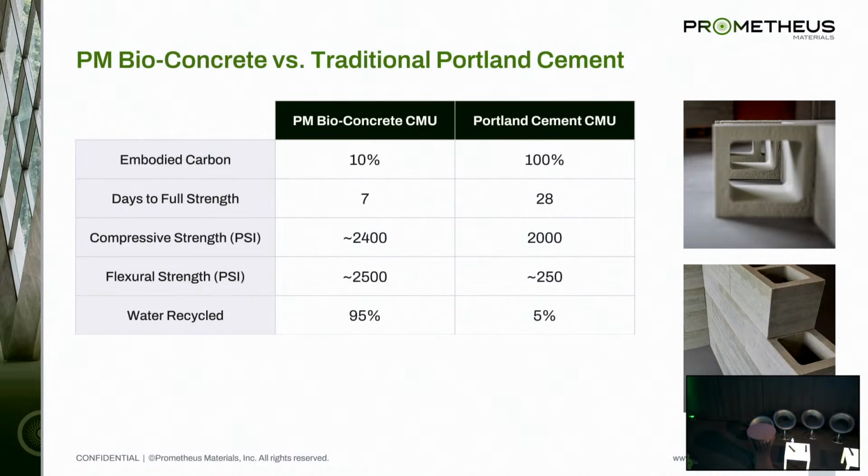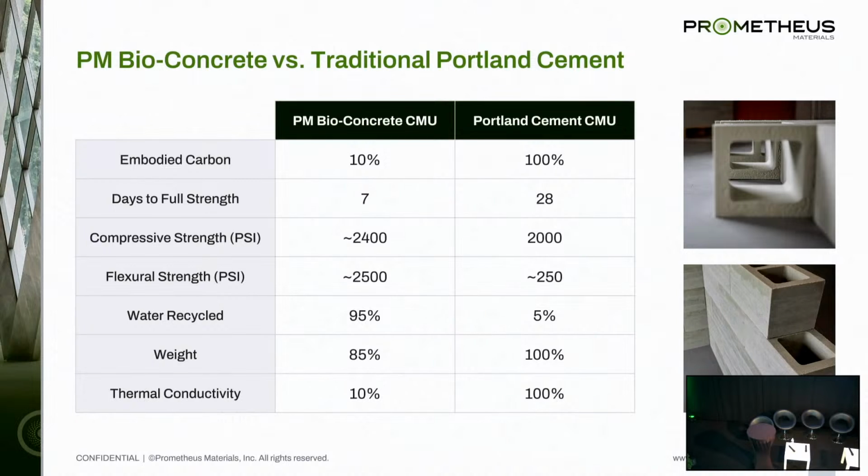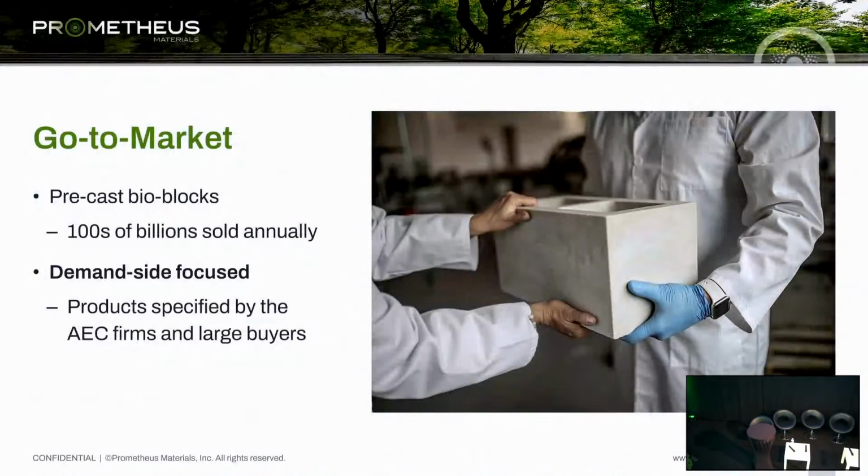And also, we mentioned that concrete uses 9% of industrial water. Our curing process is dehydration. And so we basically return virtually all of the water used in our process back to the atmosphere. And we have about a 15% weight reduction as compared to concrete. Also, from a thermal conductivity standpoint, there's almost an R value associated with what we have. We have about 10% of the thermal conductivity of traditional concrete, which is also something that's really exciting for us.